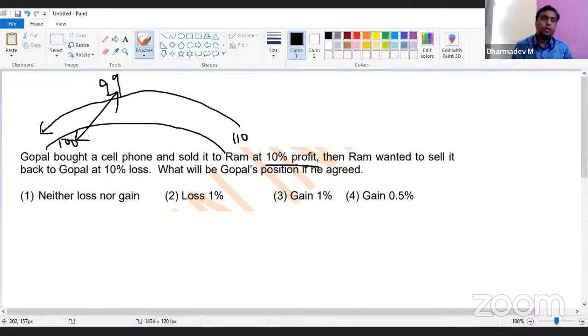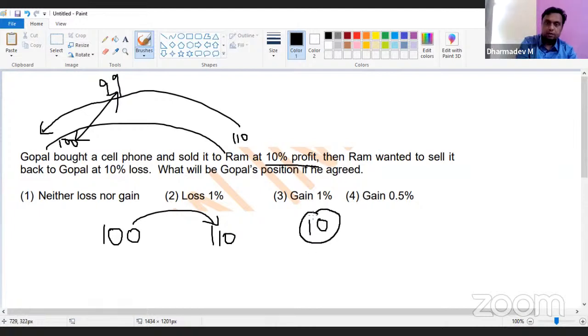Overall, he got it for 100, he's buying back. Now let us say Gopal got it. Now next one to understand. Gopal got it for 100. Gopal gave it for 110. Already he got 10 profit. Next, this person is selling back to him for 99. Now he sold and he got 110.